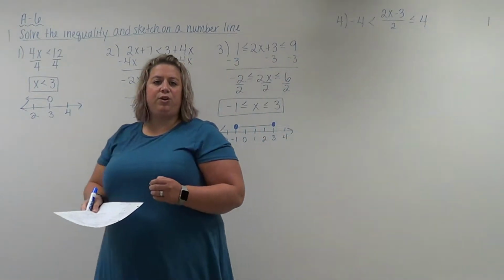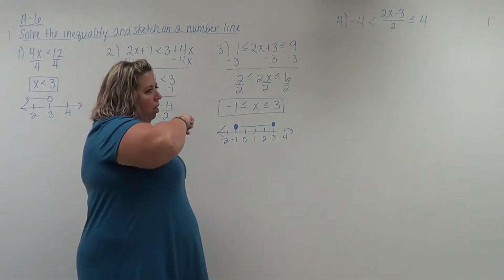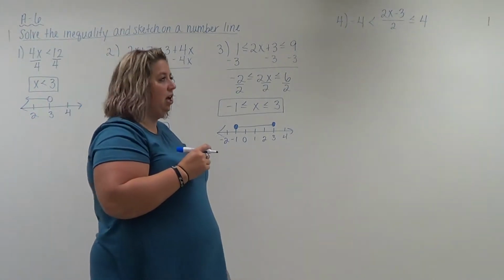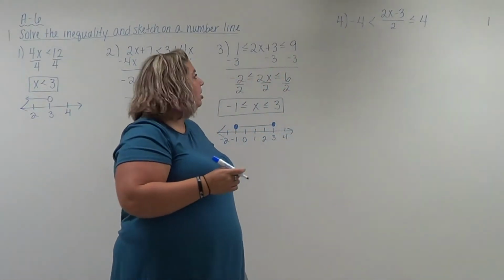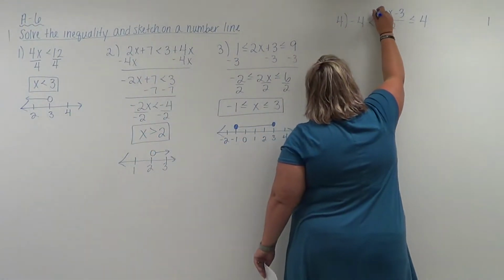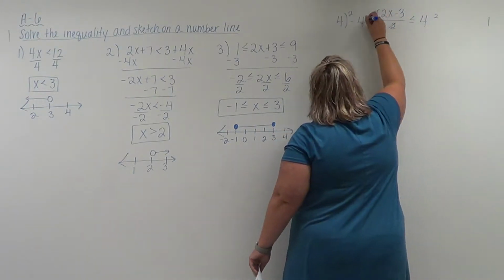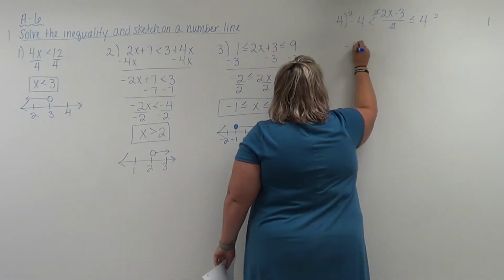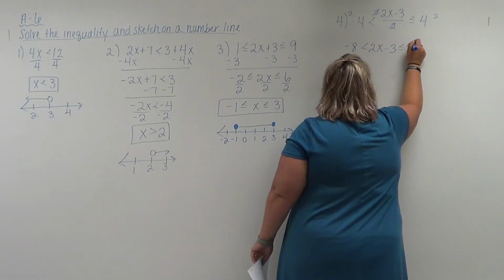Okay, one more and then we're going to do absolute values. So if I have a fraction in the middle, you still need to get x by itself. So the first thing you want to do is get rid of this denominator. That's when I would multiply everything by 2, because that's going to get those to cancel. So then I have negative 8 less than 2x minus 3 less than or equal to 8.